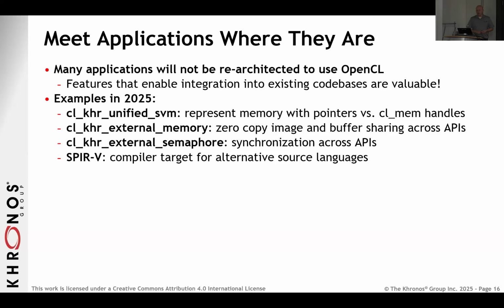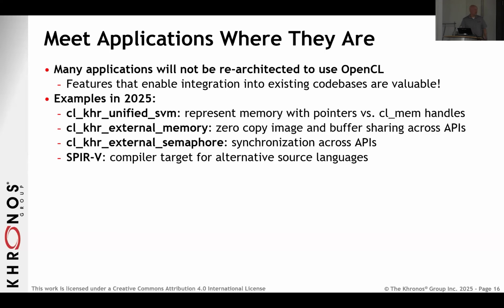Some examples of these are a lot of code that's written to either just run on a CPU, or maybe to run through other APIs like CUDA, are representing memory with pointers instead of cl_mem handles. So we've been working to enhance the OpenCL 2.0 SVM support to support more USM-like use cases, make SVM easier to use and also more performant, which would allow you to represent your memory with pointers instead of cl_mem handles. We've also been working on external memory and external semaphore extensions to allow efficient interoperability with graphics APIs for rendering.